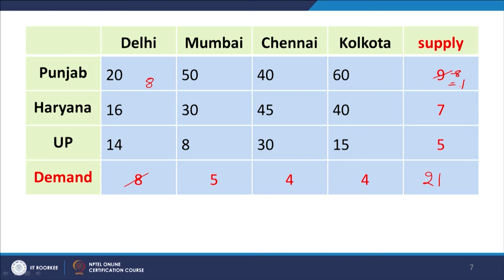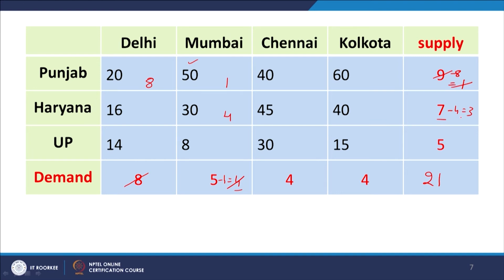Then we move to the next cell, that is Mumbai, Punjab. Now, this cell tells us that we have to compare 1 and 5. Out of 1 and 5 the minimum is 1. So, 1 will come in this cell and this 1 will be deleted, and 5 minus 1 will give us 4. Then we come to the bottom cell, that is Haryana and Mumbai. We compare the values 4 and 7, which gives us 4. So, 4 comes here and this is satisfied, and 7 minus 4 is 3.